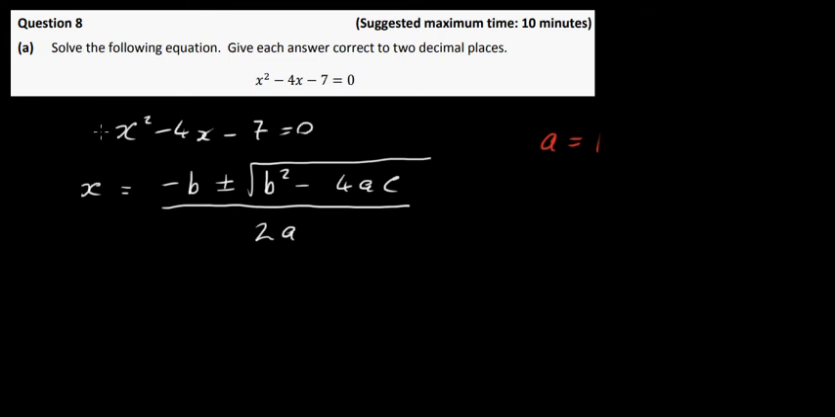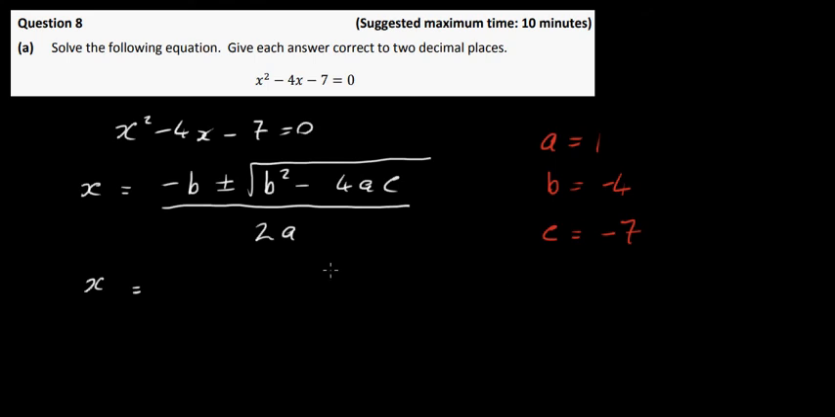Now in our particular case here, we can see that a is equal to 1. That's the coefficient of the x squared. There's a 1 here. b is equal to minus 4. This is our b here, the coefficient of x. And c then is just equal to minus 7. So you've just got to substitute these numbers in.